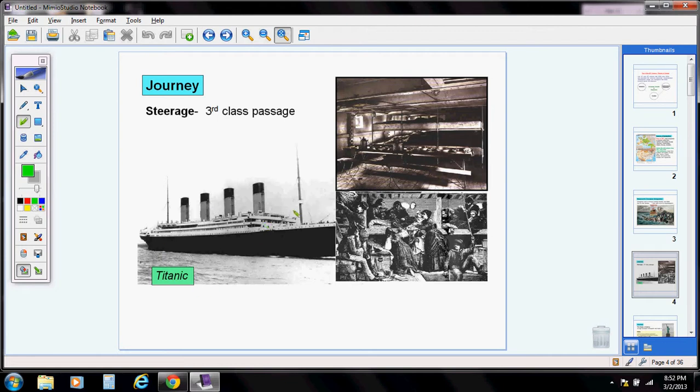This is a famous picture of the Titanic before it went down. And of course, if you've seen the movie, Jack is a member of steerage, and he's trying to woo Rose, who's a member of the upper class. So that movie does show that aspect of the turn of the 20th century.